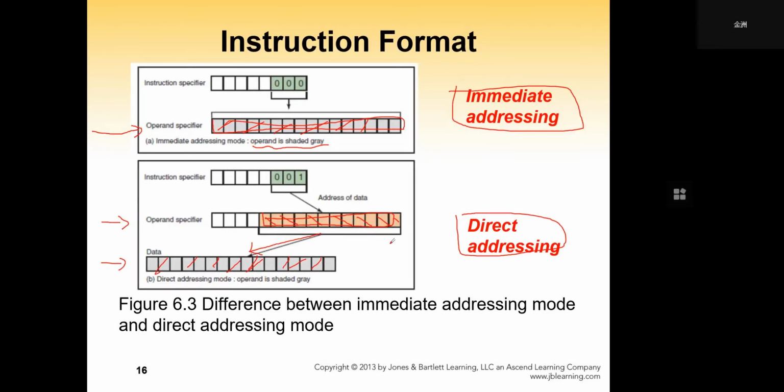So distinguishing between the immediate addressing mode and the direct addressing mode is quite important, right? Because it determines where the data involved in the operation is stored.